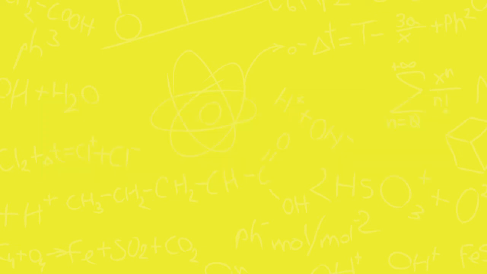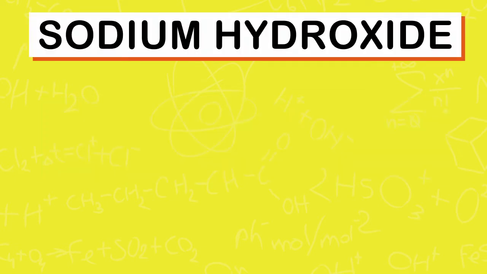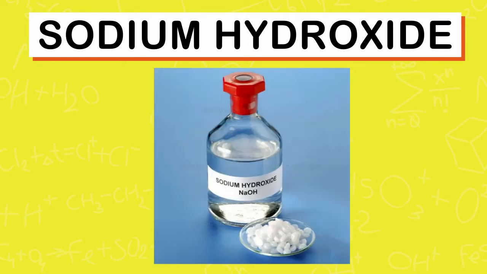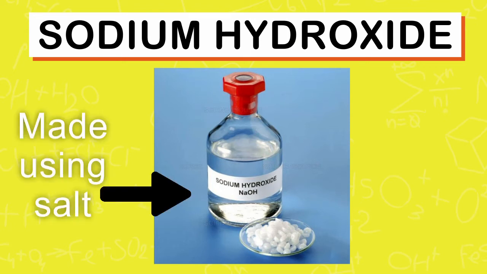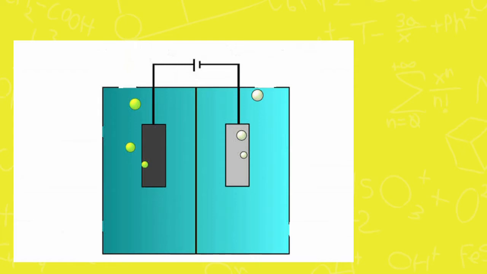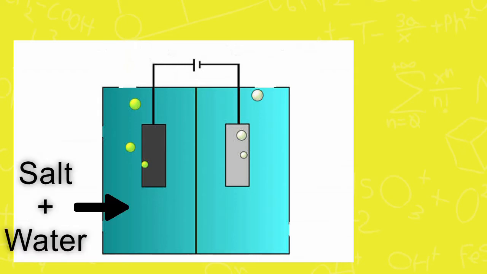For the first one, if you remember when we were doing our experiments, I used a base called sodium hydroxide. It is quite a strong base, and that is the base that we used in all our activities. This base is made using salt. Now it might seem odd, confusing, but that is how it is. Whenever we mix the salt in water, we make something called a brine solution. Brine is nothing but very salty water.